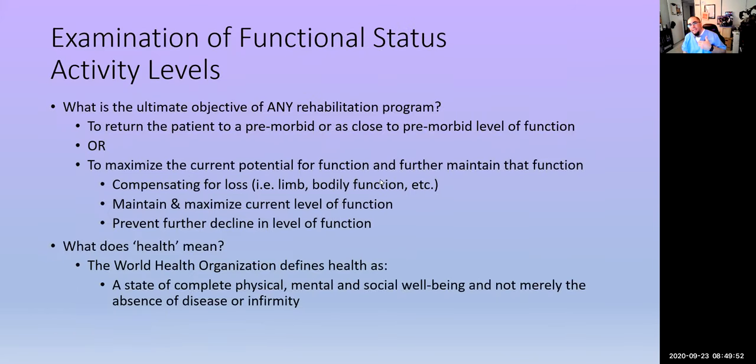So we're going to talk about function and activity levels, right? What is our ultimate goal of any rehab program? Our ultimate goal is to get a patient to return to normal. That's a very broad term. A better term is that we want to return them to a pre-morbid level of function. What would pre-morbid level of function mean? Premorbid means prior level of function. So that's before they were sick, before they had Ehlers-Danlos syndrome, before they had MS. We want to try to get them to that level.